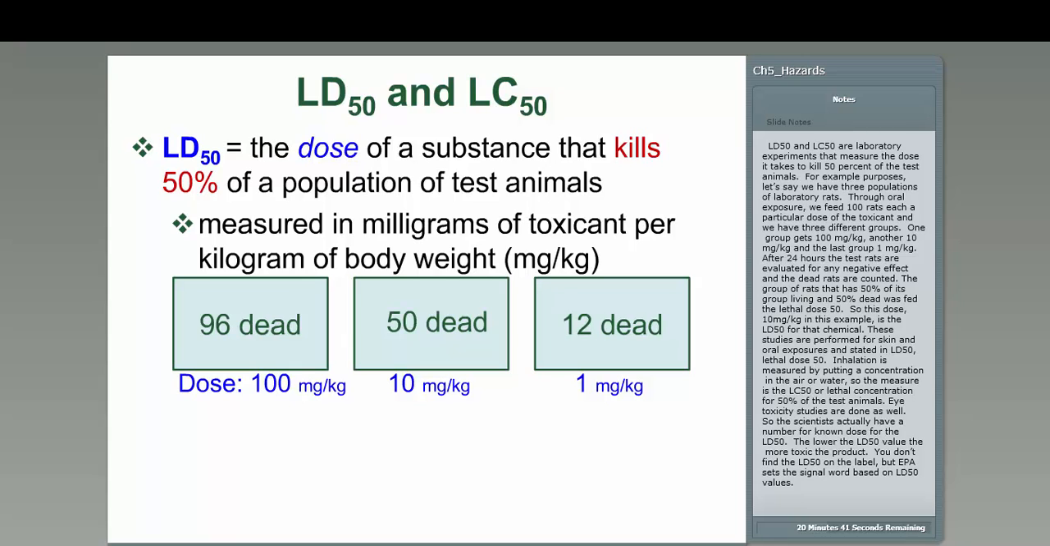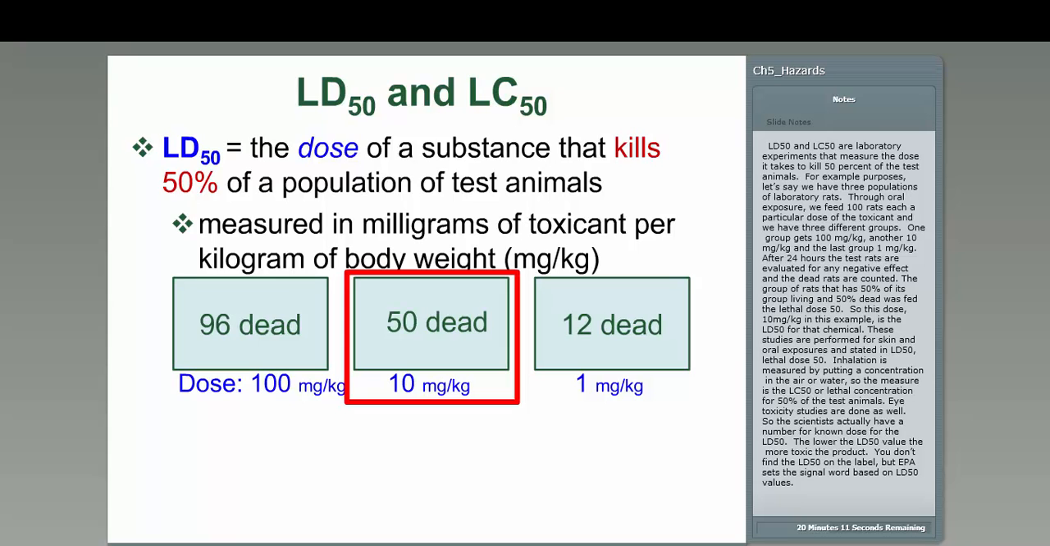After 24 hours, the test rats are evaluated for any negative effect and the dead rats are counted. The group of rats that has 50% of its group living and 50% dead was fed the lethal dose 50. So this dose, 10 milligrams per kilogram in this example, is the LD50 for that chemical. These studies are performed for skin and oral exposures and stated in LD50, lethal dose 50.